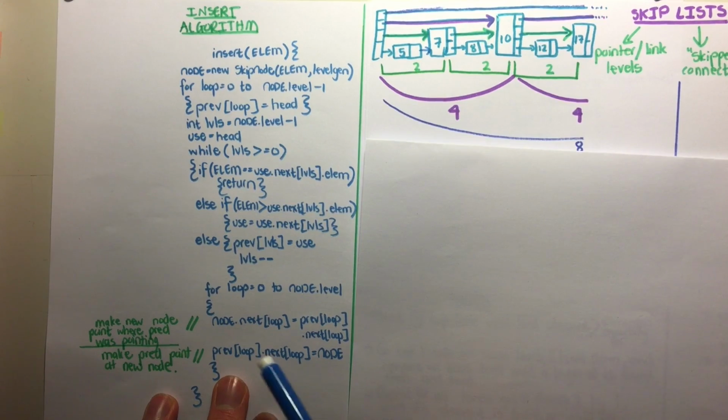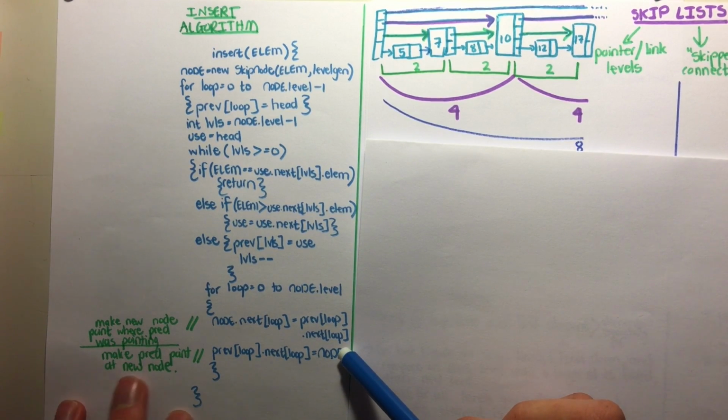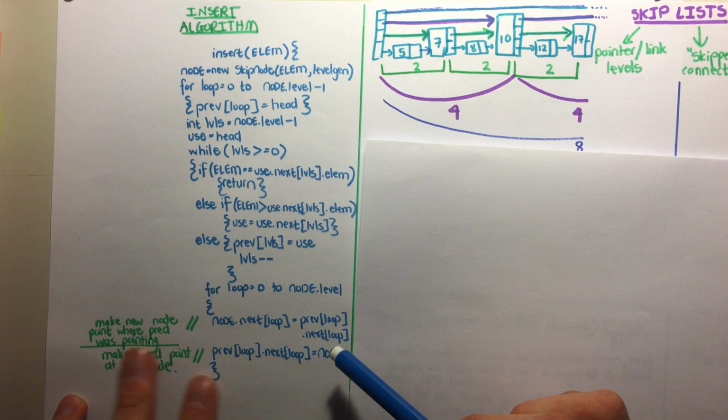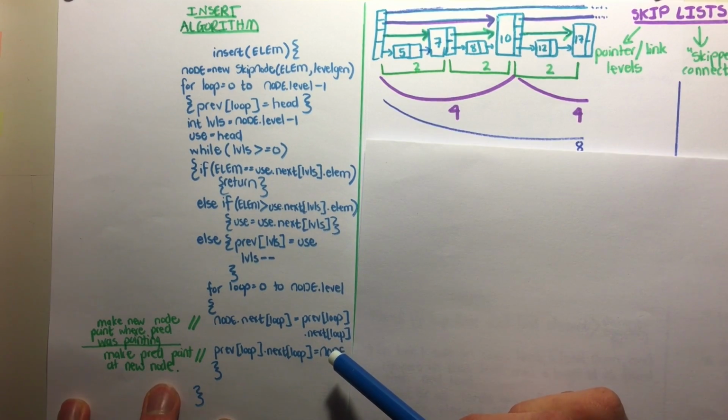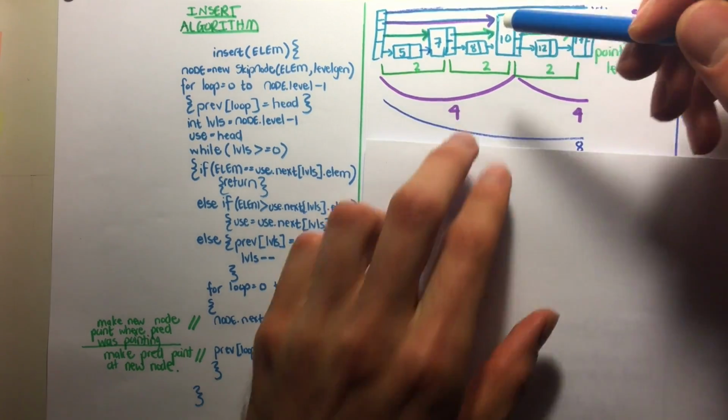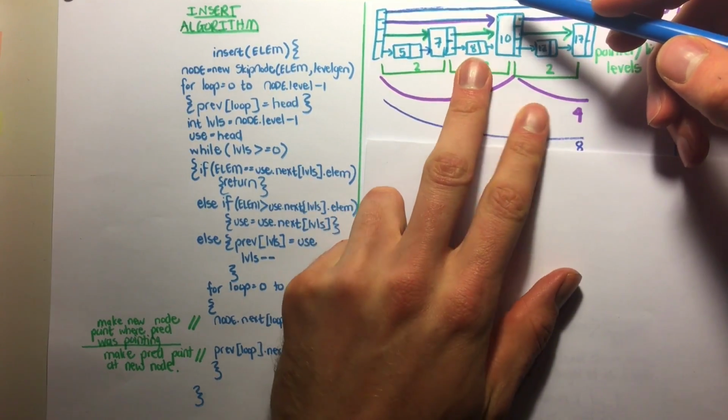And then we say previous at that level dot next at that level is assigned node. So make the predecessor point at the new node. So we make the new node point where the predecessor was pointing before, and we make the predecessor point at the new node. So let's look at an example, just to clarify everything.